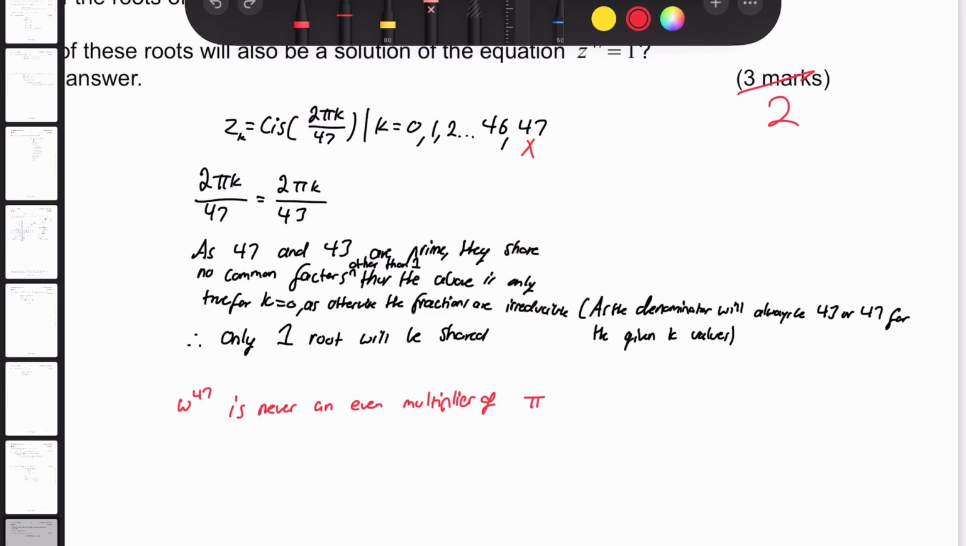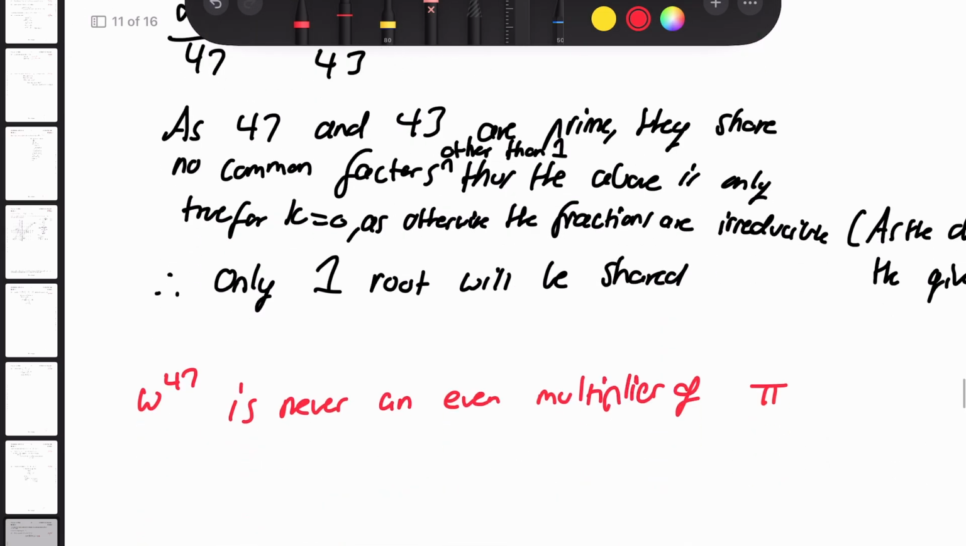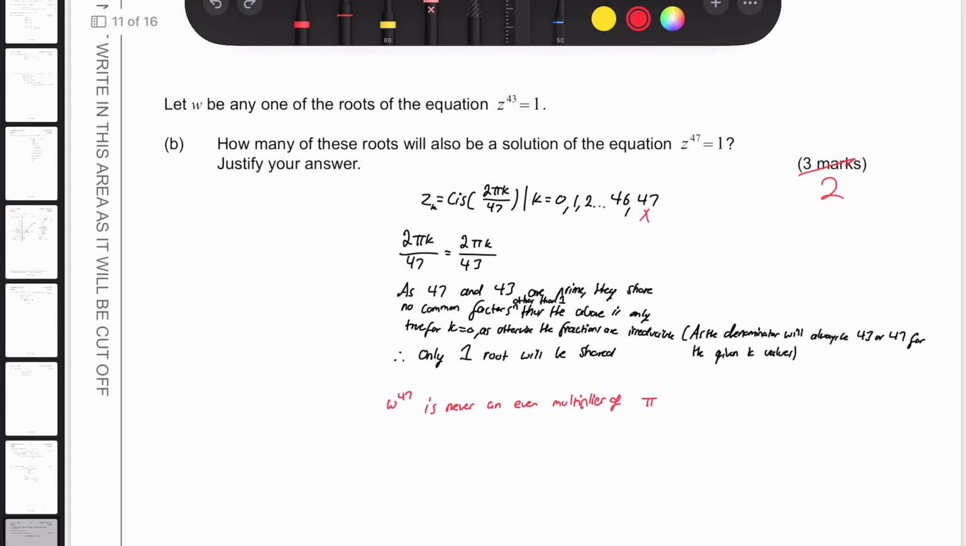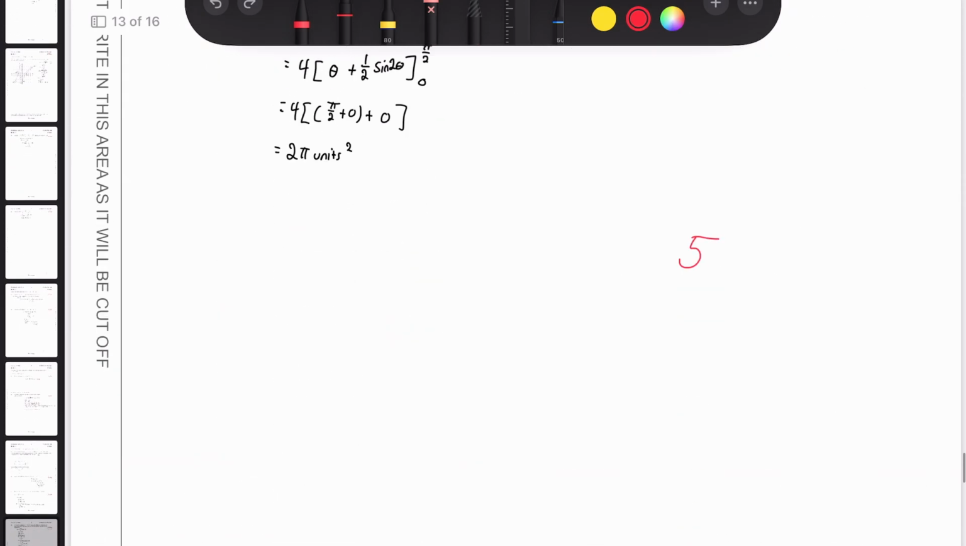same as that. But I got 1 mark for stating this, even though again that was supposed to say 47, but the integers or the values for k this time weren't part of the marking key, so I gave myself the mark for this. And I also gave myself the mark for saying 1 root will be shared, which is minus 0. And then everything else here was fine.